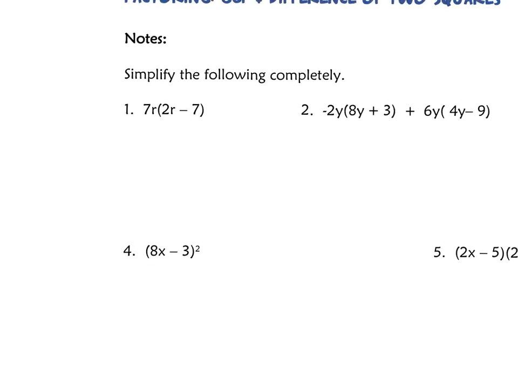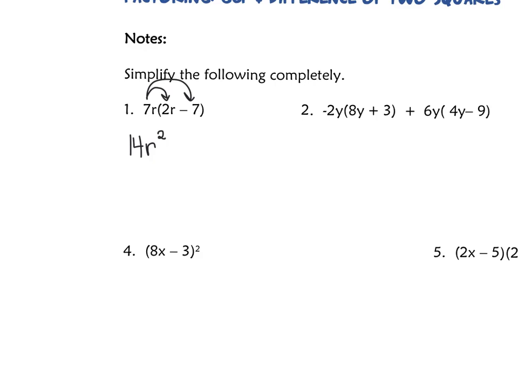So if I want to simplify this, I'm going to multiply it. So to do that, I'm going to distribute and get my answer. 7r times 2r. I take the coefficients, the numbers in front, and I multiply them. So I get 14. R times r, we add the exponents. We're going to get r squared. Okay, so our first term here is 14r squared.